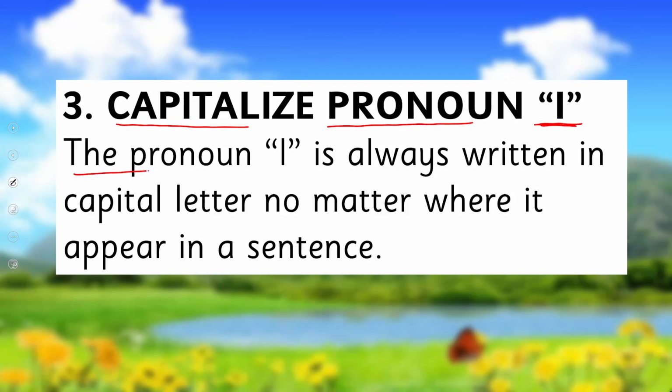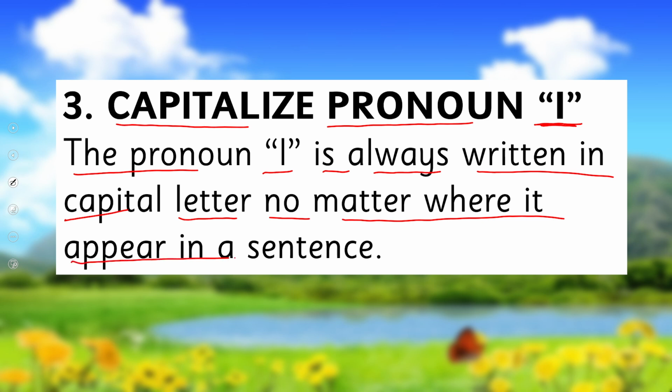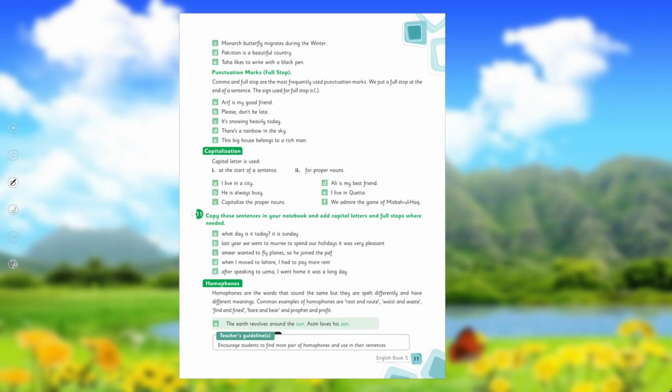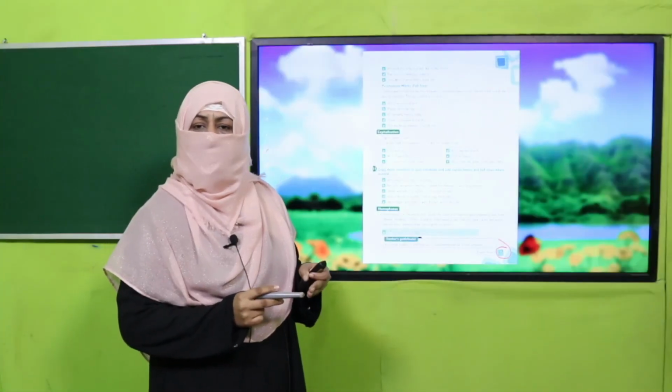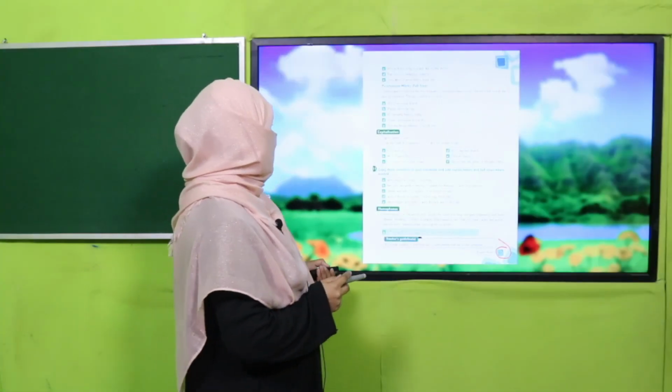The pronoun I is always written in a capital letter, no matter where it appears in a sentence. Okay? So let's see what your book says about it. We have just recalled what we have learned earlier. Now open your book on page number 11.